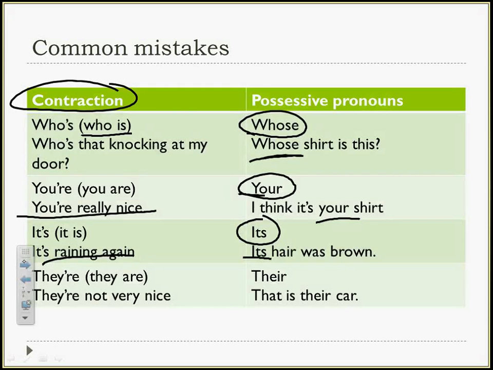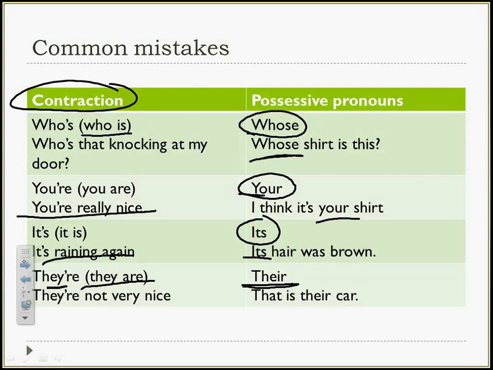Here's another one that also causes confusion sometimes. They're is a contraction for they are. They're not very nice. They are not very nice. There is a possessive pronoun, meaning belonging to them. That is their car. That's the car that belongs to them.